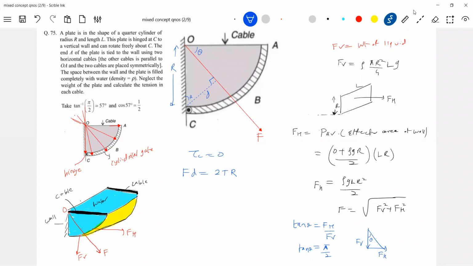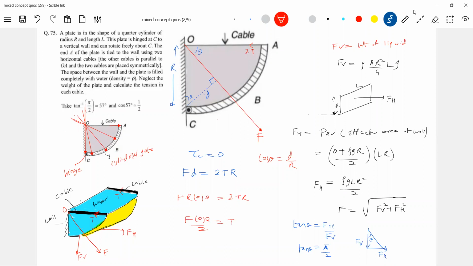Why 2T? The tension here will be T. Two cables will be there. Since you're seeing only one cable, therefore I'll write 2T. Justify it. Okay, now on one side you know the F. How to calculate D? From the triangle, cos theta equals D by R. So D equals R cos theta, equal to 2T. R gets cancelled. So F cos theta by 2 will be the tension.